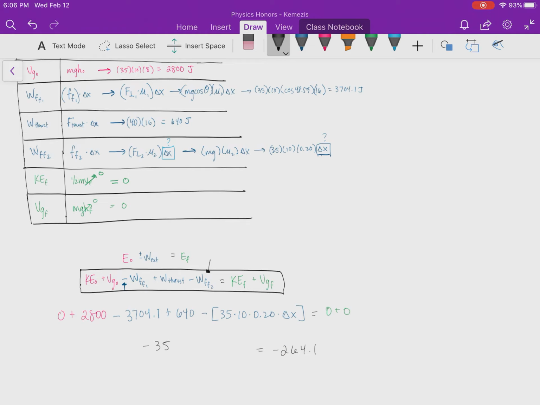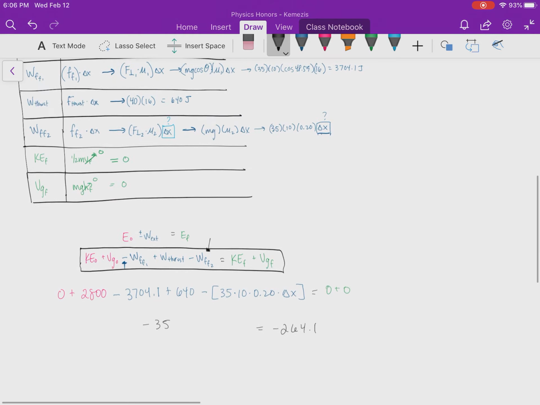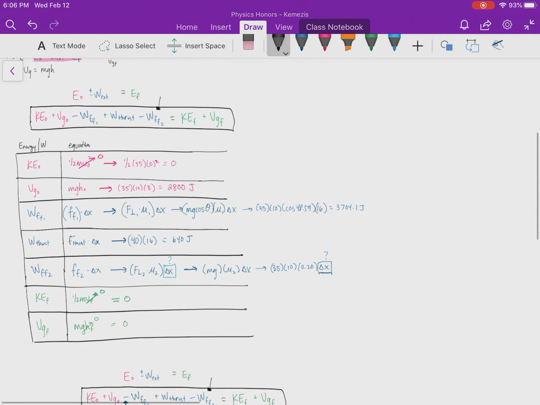Does that make sense? Yeah, I think my answers are correct. 2800 minus 3704.1 plus 640. There, added to that side. And that's going to be 35 times 10 times 0.2, 70, delta x. 264.1 divided by 70. Oh, my answers are off just a little bit. Let me just double check my work.